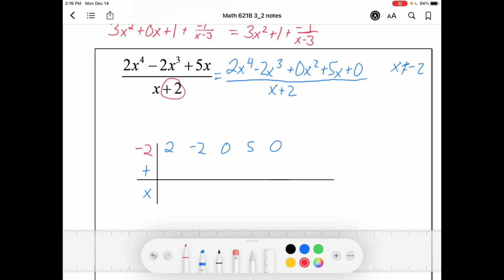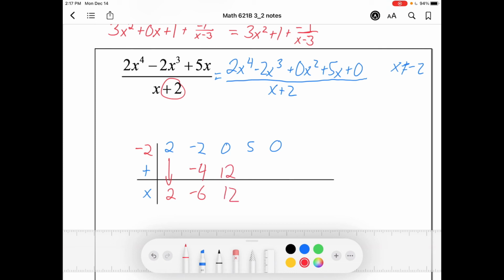Okay, here we go. 2 comes down. Now we go negative 2 times 2 and put it up here. So that's negative 4. Good. Now we add up this column. Gives us negative 6. And repeat. Negative 2 times negative 6 is 12. So we're going to write it right here. 0 plus 12 is 12.